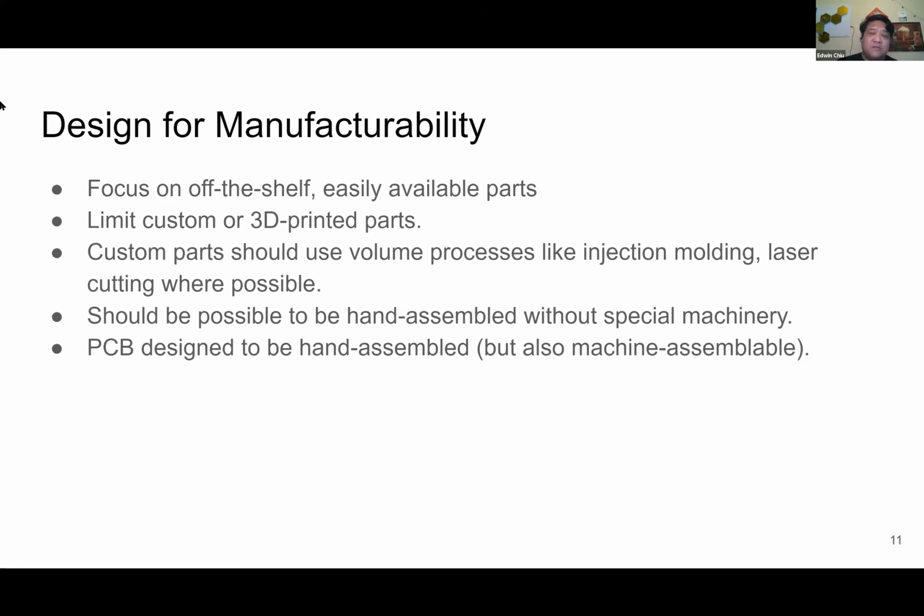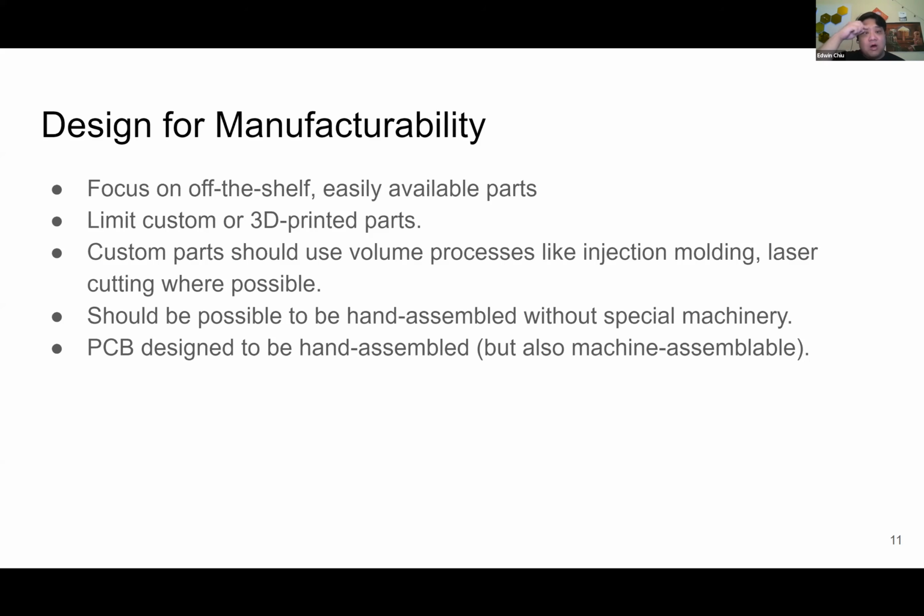A few words here for design for manufacturability. Manufacturing definitely deserves its own discussion, but just a few words about our intentions here. We want to focus on off-the-shelf parts, things that are easily available and have solid supply chains. So anything that's very custom or unique scientific lab-grade components, we want to avoid. We want to limit custom or 3D printed parts. And if possible, whenever we do have parts that need to be custom made, we want them to be able to be built by volume processes such as injection molding or laser cutting.